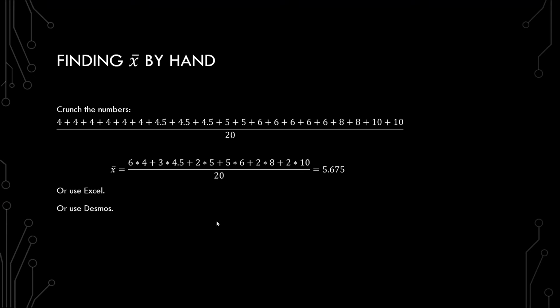So first, we're going to have to find x bar, which is the sample mean. You can do it by hand. I've written the equation for you here. You can do it kind of smart or kind of slow, where you just type 4 plus 4 plus 4 plus 4 all the way through all 20 of those values, add them together, divide by 20, and that gives you a mean. Or you could use Excel, or you could use Desmos. But that's what you should be getting for your sample mean.